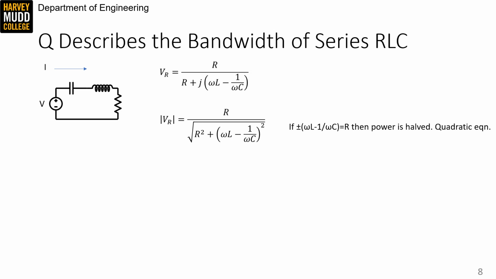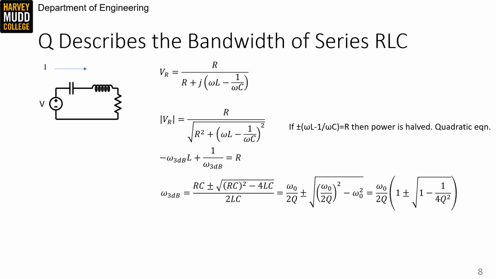Reducing the voltage by the square root of 2 halves the power dissipated in the resistor, which is how we get the traditional minus 3 dB definition of bandwidth. That relation gives rise to a quadratic equation, and I've shown the equation and its solution here. Converting from L's and C's to omega naughts and Q's requires a little bit of creative substitution, as shown, but after some aggressive factoring you get a nice relationship that shows the upper and lower 3 dB frequencies, which is this one here.